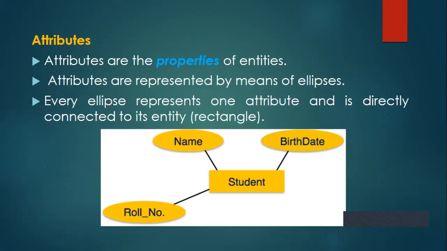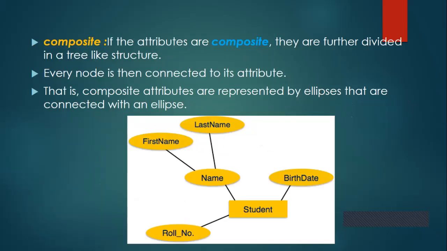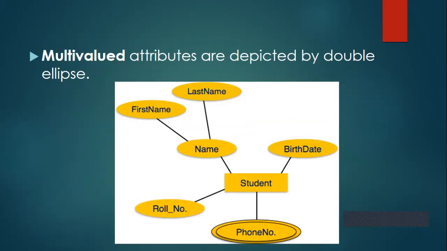Next is attributes. We have said an attribute is a characteristic or property of an entity. So if student is an entity, it has attributes roll number, name, and date of birth. Next is composite attribute. A composite attribute is one attribute that is again divided into other attributes. So student has a roll number, birth date, and name, and this name can again be divided into first name, middle name, and last name. That is a composite attribute. Next is multi-valued attribute.